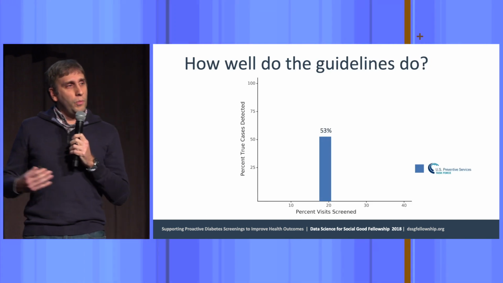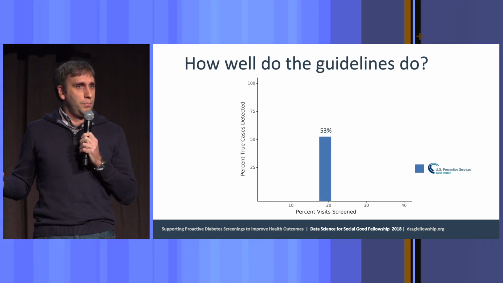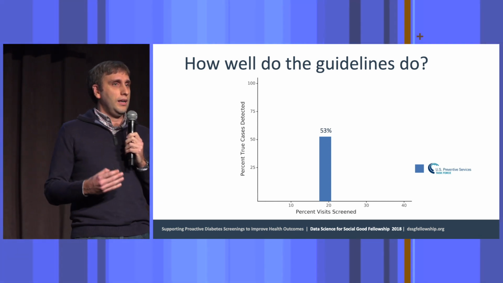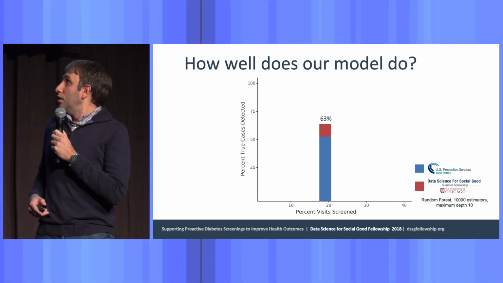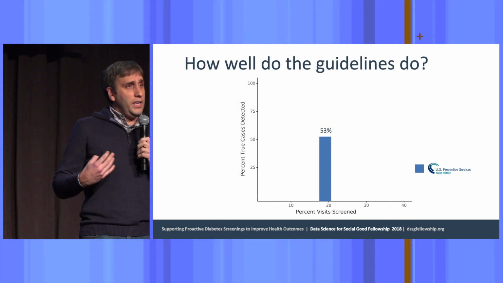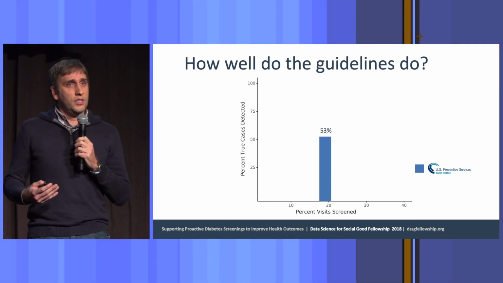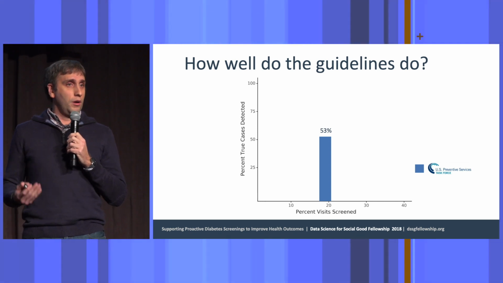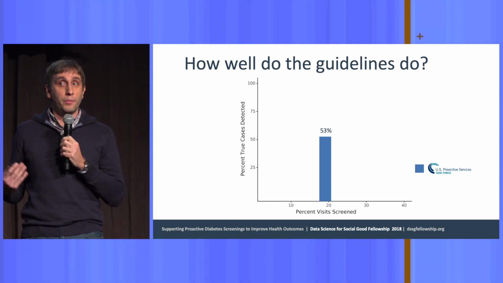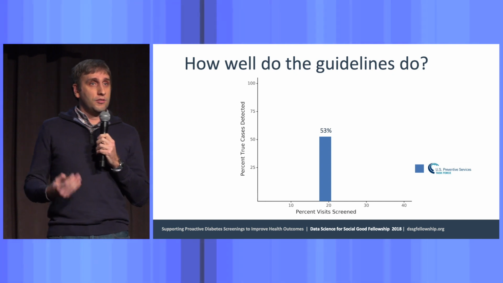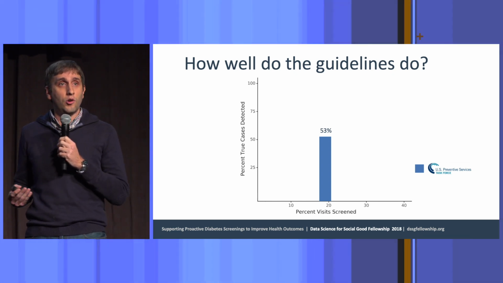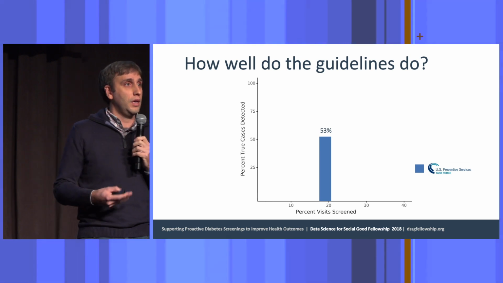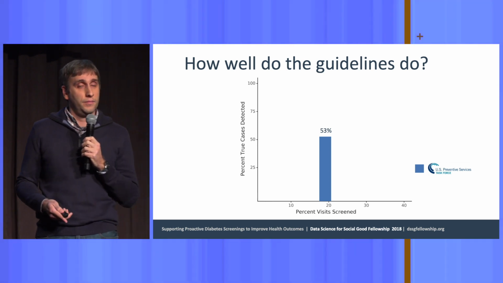So let's go back to the screening guideline that I presented before and use it as the baseline to compare the results of our solution. In our patient population, the screening guideline will recommend screening in 20% of the visits. At that screening rate, they will be able to identify 53% of the cases of people who will go on to develop type 2 diabetes in the next 3 years.